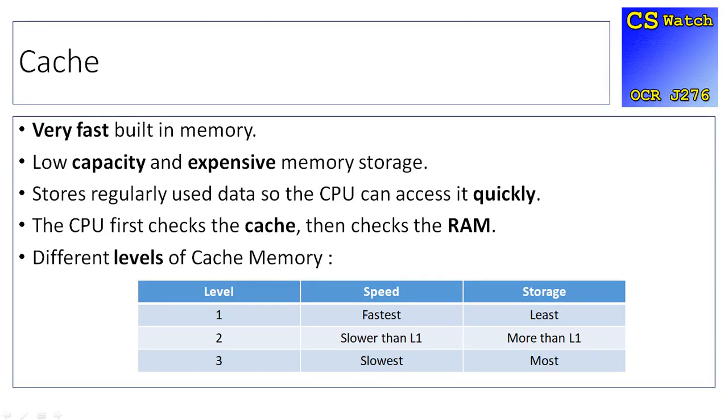The cache stores regularly used instructions, regularly used data, so the CPU can access it quickly. When the CPU is looking for information, the first place it checks is the cache. So if you've got something which is frequently used, the computer will make a copy of it and it will store it in the cache. If not, then it goes and checks the RAM. There's three different levels of cache memory. Level 1 is the fastest with the least amount of storage, and then you can see level 3 is the slowest speed, but then it's got the most storage available to you.